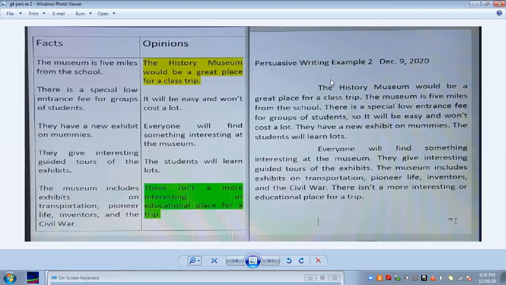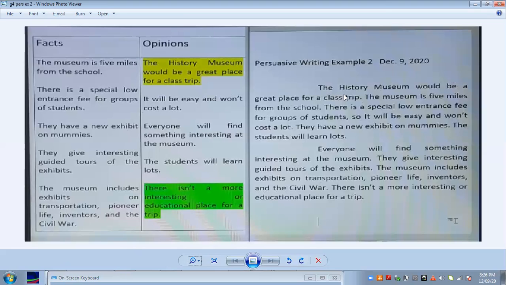We wrote each one starting with an opinion, and then we gave reasons why we thought that opinion was correct, and then we closed our paragraph with a sentence that we thought was a suitable ending. I asked the students which sentence they thought would make the best beginning, the lead for our paragraph, and they told me the History Museum would be a great place for a class trip. So we decided to use this as our lead, and then I asked which one they thought would be a great ending. They chose, there isn't a more interesting or educational place for a trip. So this is what we chose to use as our ending.